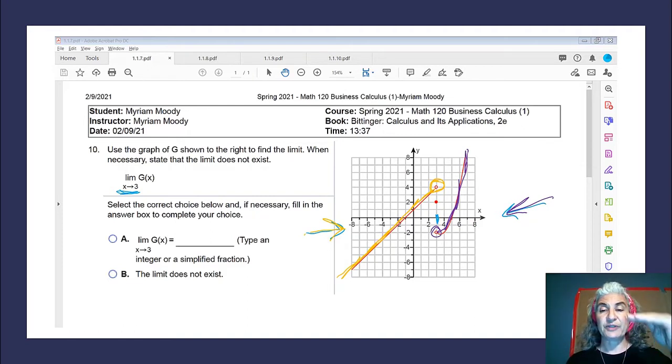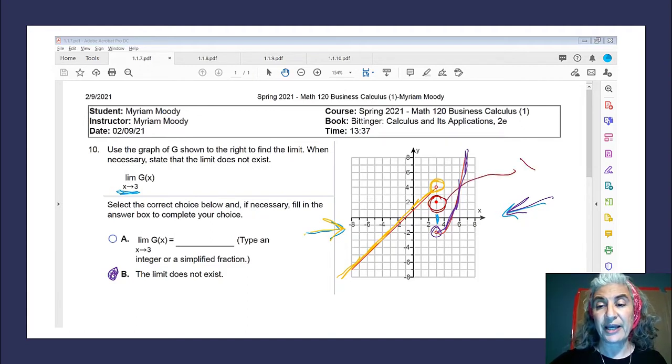So as I come in from the left, I'm up here. As I come in from the right, I'm down here. Did they meet? Nope. So is there a limit? Nope. So in this case, the limit does not exist. And some of you are going, hey, wait. What about that closed circle right there? Well, you know what? That closed circle is where x actually equals 3.